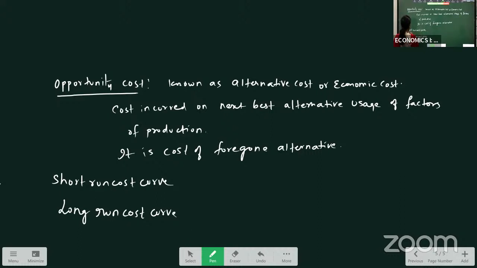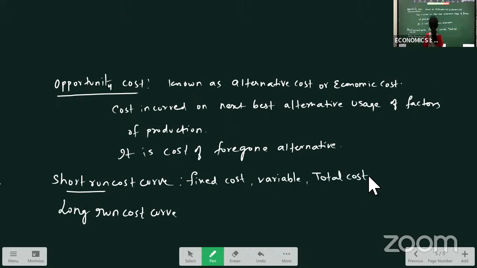In short run, what all we will have? Generally, when we study the production in the short run, we have fixed factors and variable factors. So based on that, in short run, we have fixed cost, variable cost and total cost. These all we will have in the short run. Whereas in the long run, we will have only total cost. Why? Because we don't have any fixed cost now. So in the long run, there are no fixed factors. All are variable. So there is no fixed cost in the long run.